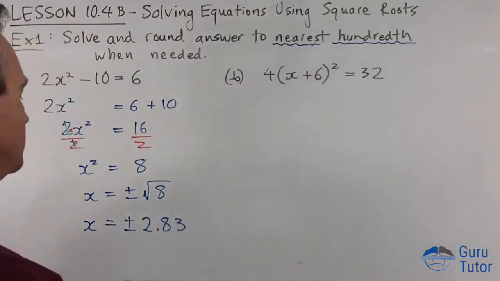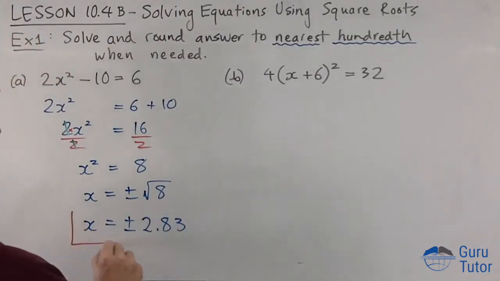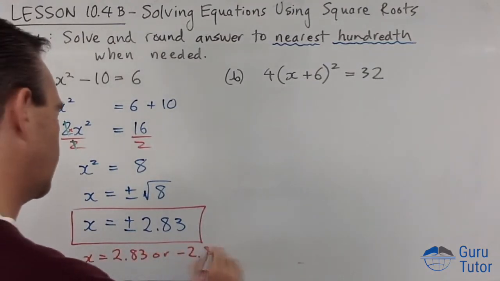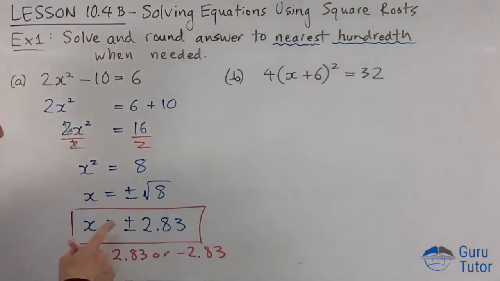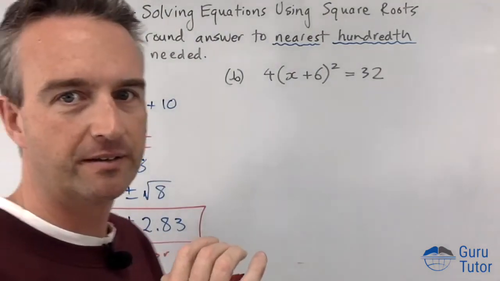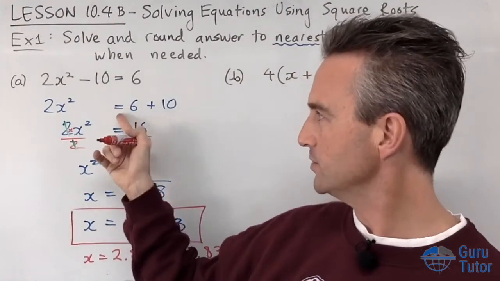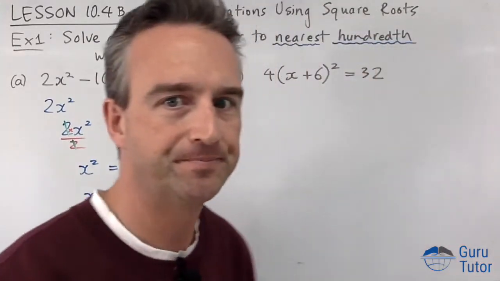Okay, so that's giving us 2 answers there. We've got a positive solution and a negative solution. If you like, you could even write it separately, 2.83 or negative 2.83. That is also fine, but plus or minus can save you some writing. Okay, and that's it. Similar to last time, except there's one extra step here, but B is a little harder.